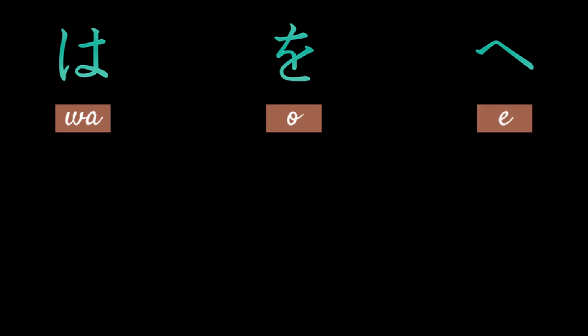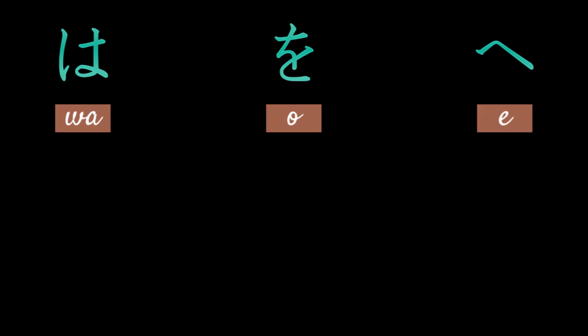Next, let us see three characters which you have already learned. The original pronunciation of the character on the left is ha, but when it is used as a particle, it is pronounced as wa. The character in the middle is o, and it is used only as a particle. Coming to the character on the right, the original pronunciation is he, but when it is used as a particle, it is pronounced as e.